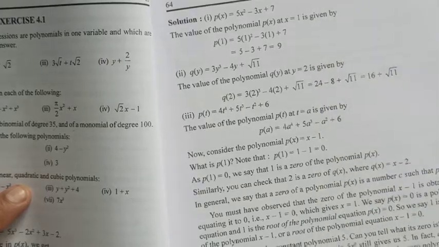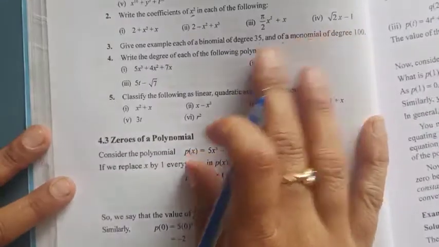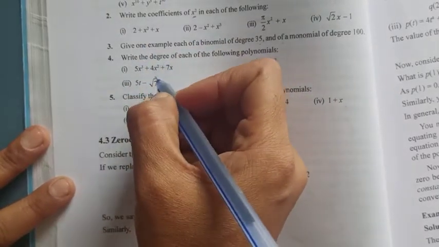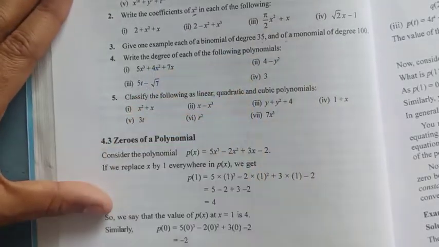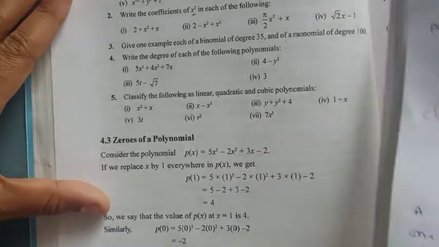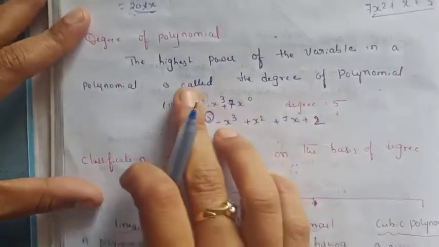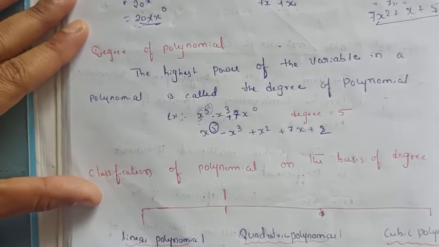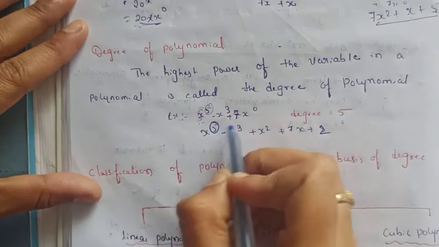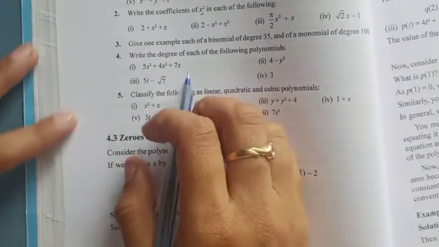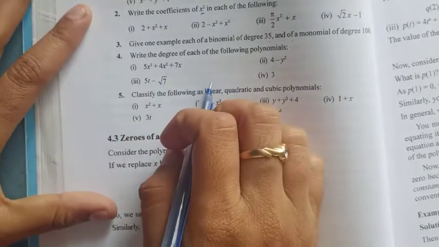Next question. Write the degree of each of the following polynomials. What does degree mean here? The highest power of the variable in a polynomial is called the degree of the polynomial. In this equation, 5 is the highest degree. In the same way, we should now find the highest degree in the given equations.